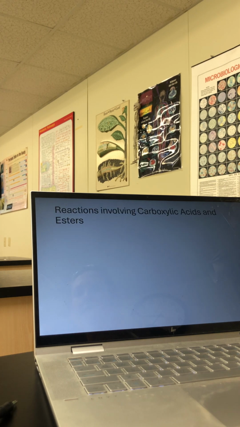Last slide is the reactions. So the lab we're going to be doing next week is going to be fun because you guys are going to be adding chemicals together and watching and predicting different types of chemical reactions, and it's going to be involving esters. So I'm just going to show you some of the different types of reactions that could apply to the lab.